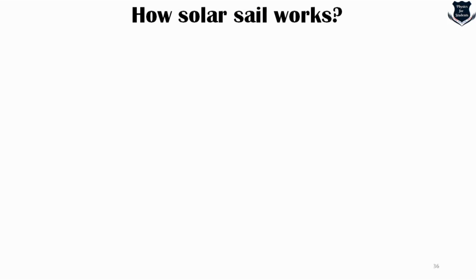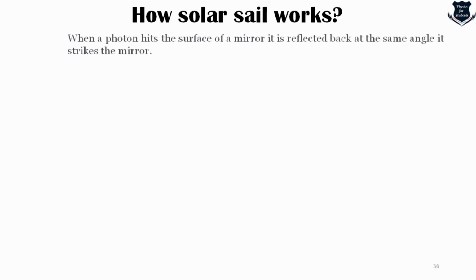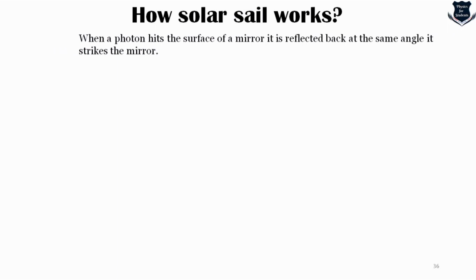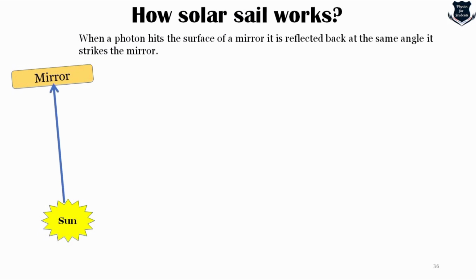Now we know that light consists of photons. Whenever a photon hits the surface of a mirror, it is reflected back at the same angle. Here is a demonstration. Here is the sun and here is the mirror, and light is emitted from the sun and strikes the mirror. Some of the photon's momentum is transferred to the mirror, pushing it in this direction, the red one, at right angles to the surface.